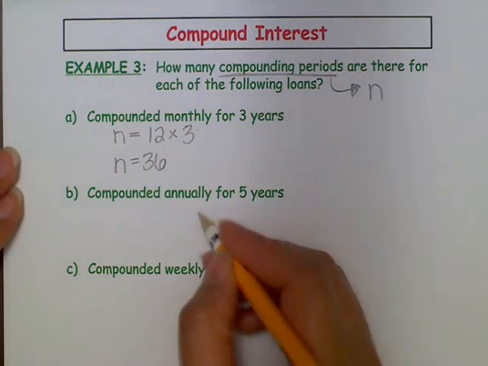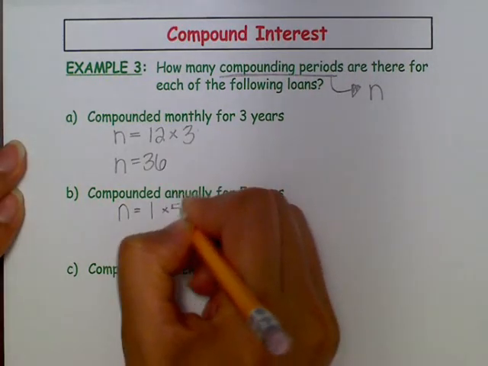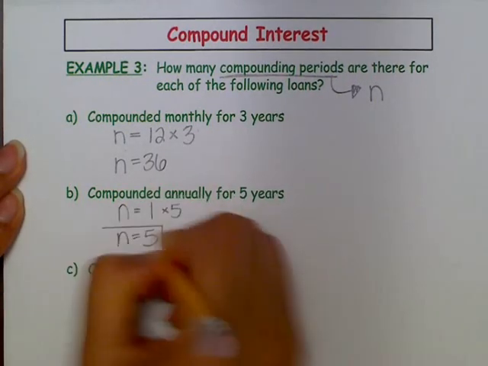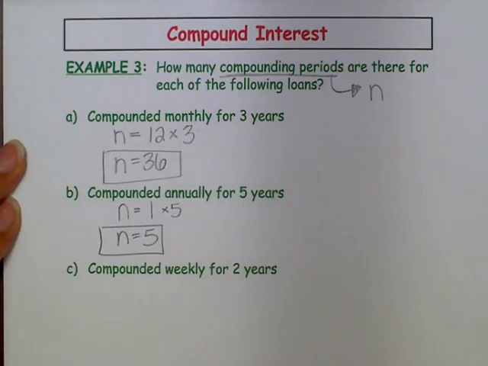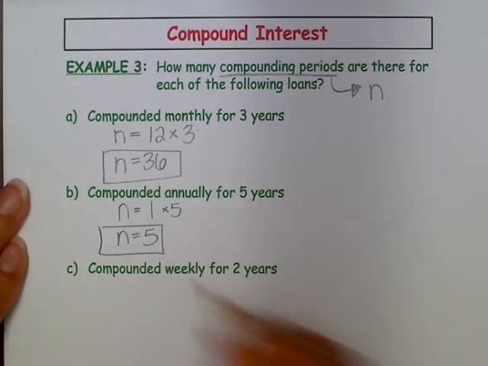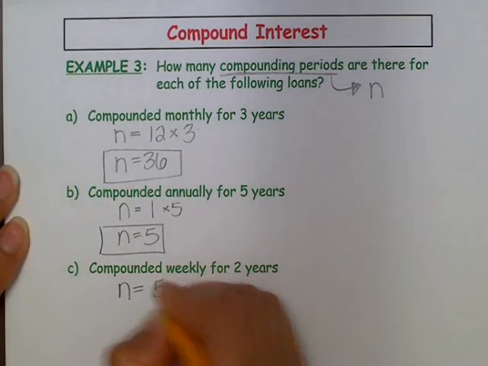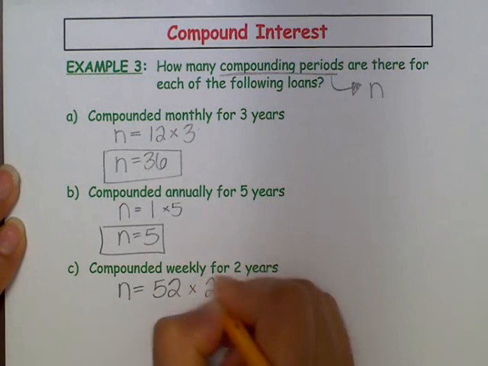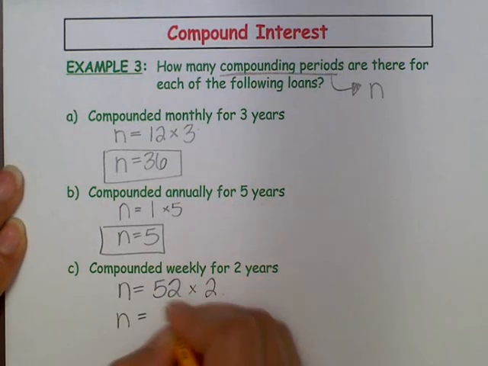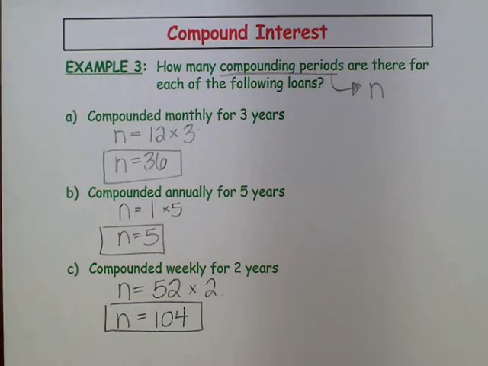Compounded annually for 5 years. That means you're earning interest once a year for 5 years, so you'll earn interest 5 times. The number of compounding periods is 5 in that case. Compounded weekly for 2 years. If you're earning interest on a weekly basis, then you are earning interest 52 times a year, and if you're earning interest for 2 years, you're getting interest 104 times in a span of 2 years. Every single week you get interest, which means there are 104 compounding periods in a span of 2 years.